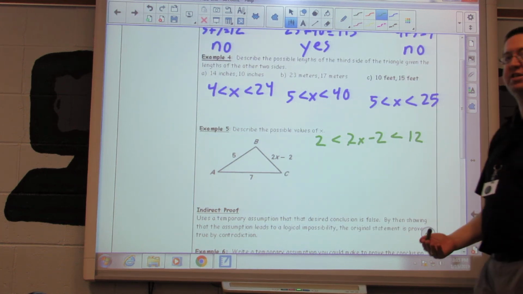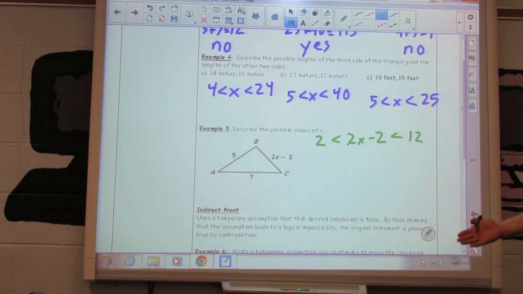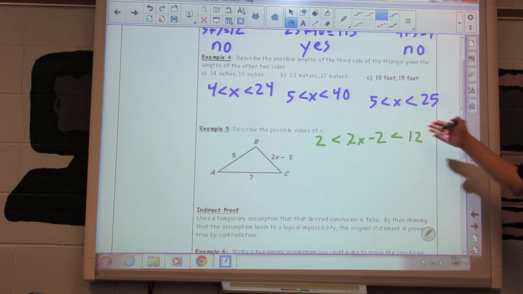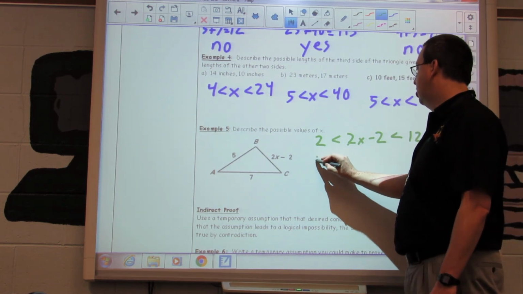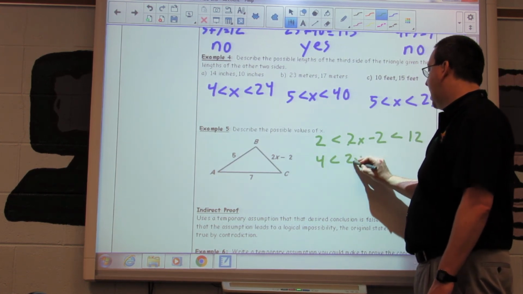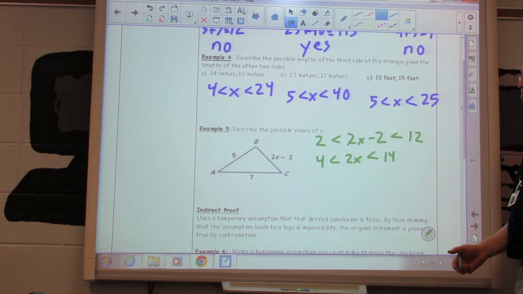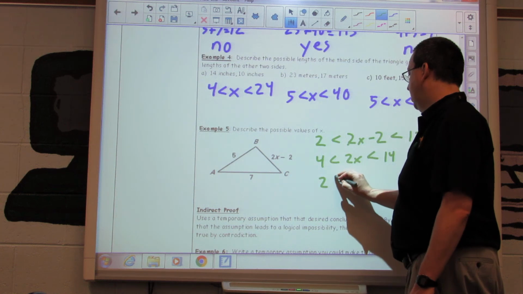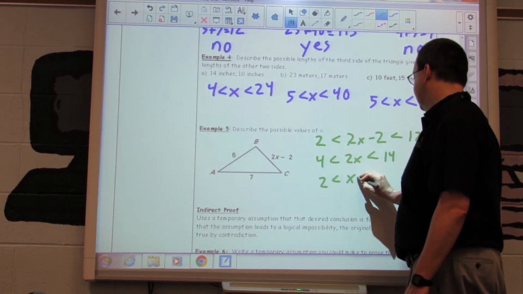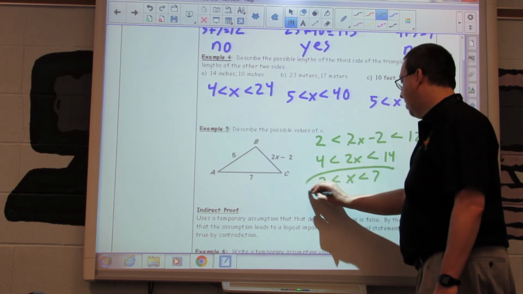Now I solve it very similar to my equality. I just have to do that on both sides. So I add 2 to all three sides. So I have 4 is less than 2x, which is less than 14. Then I divide by 2. 2 is less than x, which is less than 7. And that is my answer.